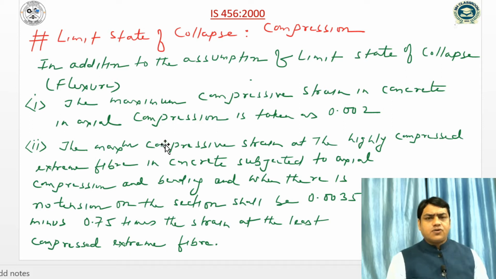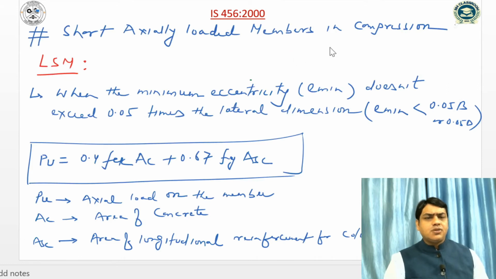So let us discuss the limit state of collapse in compression. Whatever assumptions we have taken, in addition to that, for the limit state of collapse, the maximum compressive strain in concrete in axial compression is taken as 0.002. And the maximum compressive strain at the highly compressed extreme fiber in concrete subjected to axial compression and bending, when there is no tension on the section, shall be 0.0035 minus 0.75 times the strain at the least compressed extreme fiber.